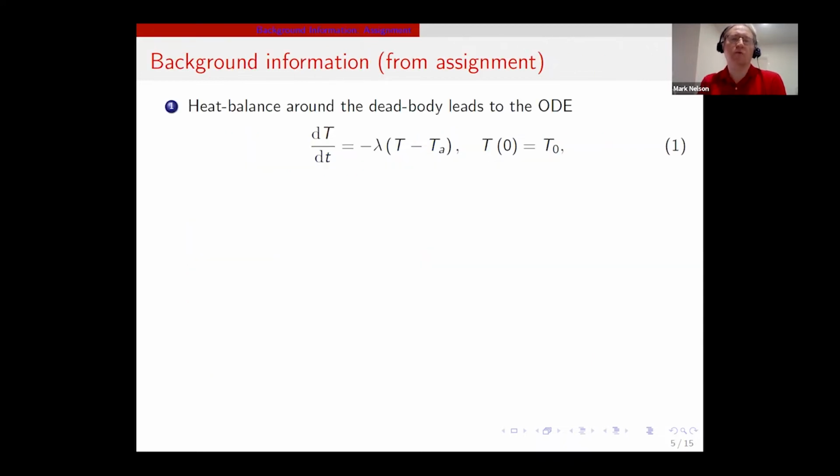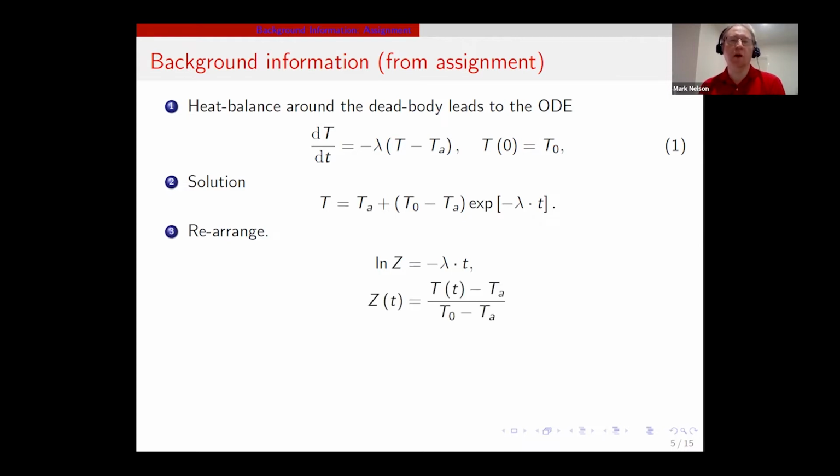So I'll just recap what they did in the assignment. The second half of this subject is on heat transfer. So they'd learned how to apply a heat balance. And so they applied a heat balance to a dead body. They developed the heat balance into a differential equation. They solved the differential equation. They rearranged the differential equation in order to massage it into the form of a straight line. And then they could use what they know about linear regression that they learned in the first year.